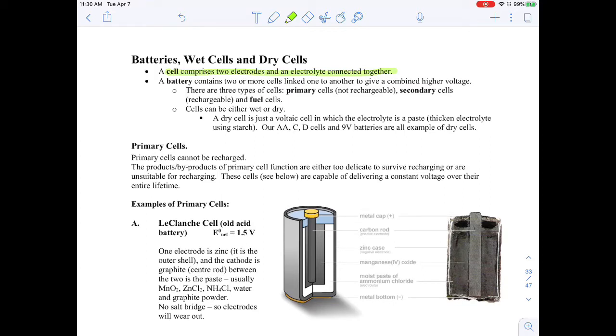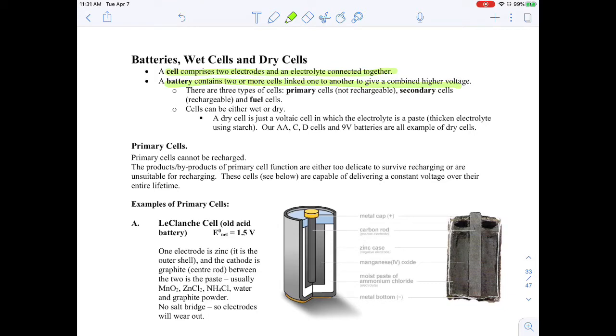But batteries are a little bit different. Batteries contain two or more cells linked together to give a combined higher voltage. So if you think of the back of your TI-83 or whatever, your calculator, it's got several batteries that go into the back. I think it's four triple A cells. So the cells are the triple A's that you put in. And when you put all four of them together, they're in series, and that makes them into a battery.